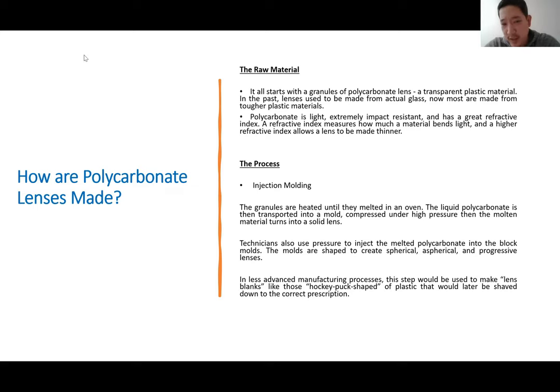Some technicians also use pressure to inject the melted polycarbonate into block molds. The molds are shaped to create different lens designs, as we know, spherical, aspherical, wherein the lens is made much thinner, and some progressive lenses, right? In the less advanced manufacturing process, this step would be used to make a lens blank, otherwise known as the hockey puck shape of plastic that will later be shaved down into the correct prescription, right? If the lenses are those hockey pucks, then they would definitely need to go through surfacing, in which they will be shaved to the correct desired prescription of the patient.